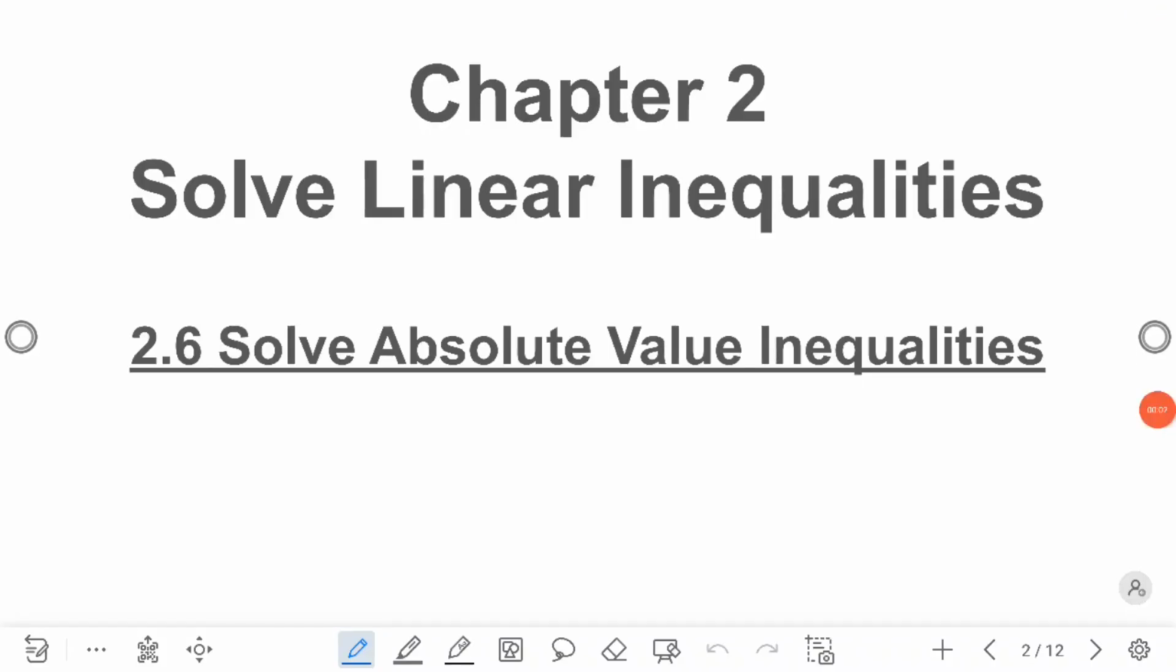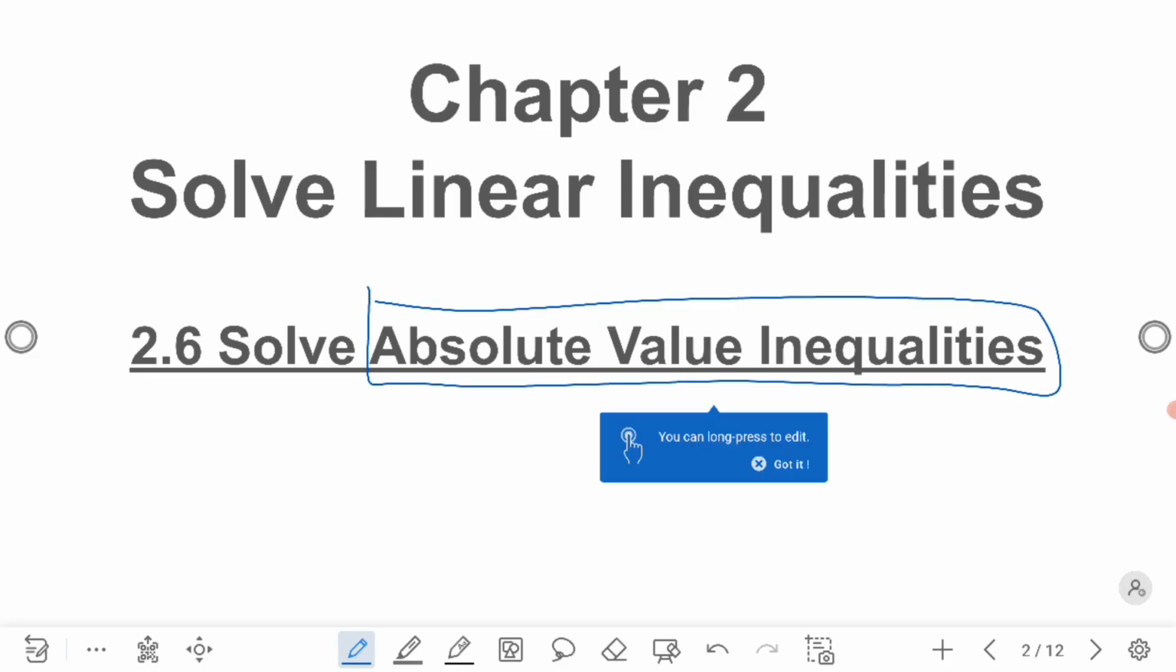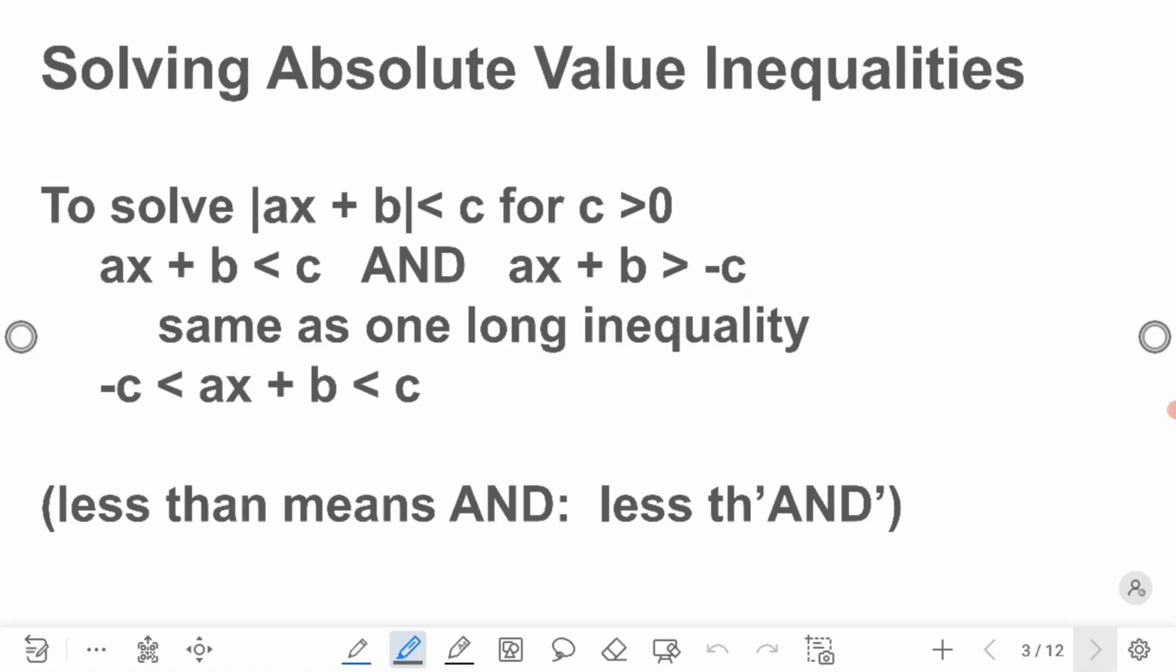Today we are going to go through solving absolute value inequalities. So we've solved simple inequalities and compound inequalities. Today we're going to do absolute value inequalities. So, solving absolute value inequalities.